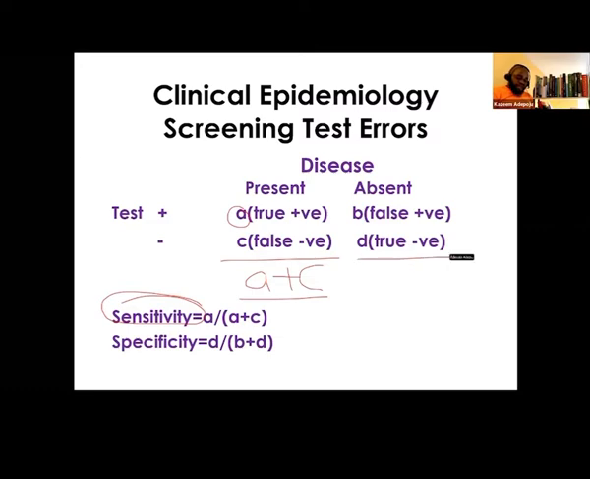Another one here: the number of people who do not have the disease is B plus D. What is the probability of a true negative? The probability of a true negative is the same thing as specificity, while the probability of a true positive is sensitivity. Don't forget, I said sensitivity is the ability of the test to pick what we're looking for, while specificity is the ability of the test to reject what we're not looking for. Does that make sense to everyone?